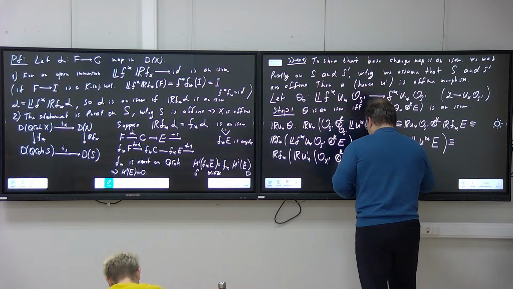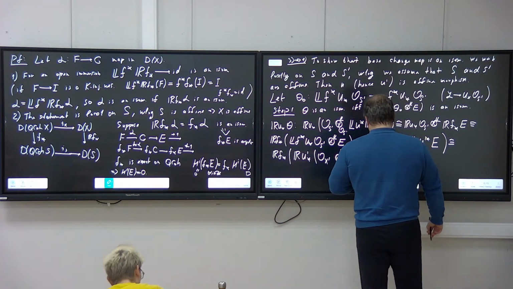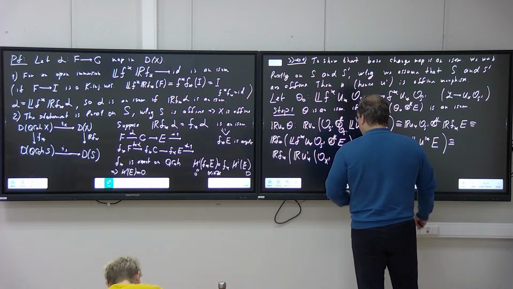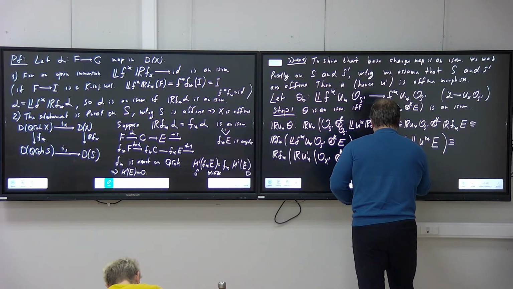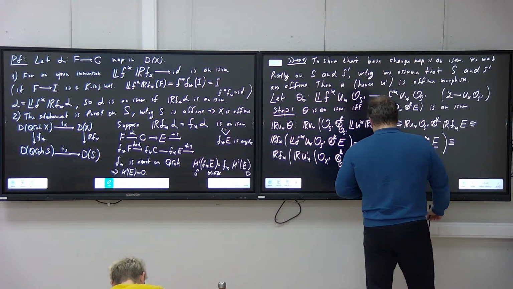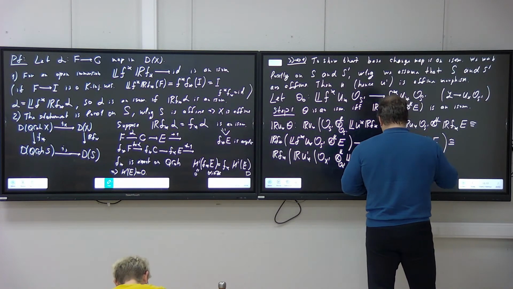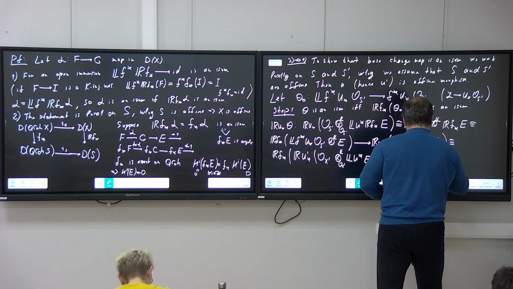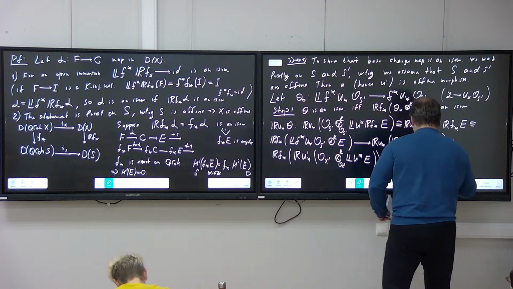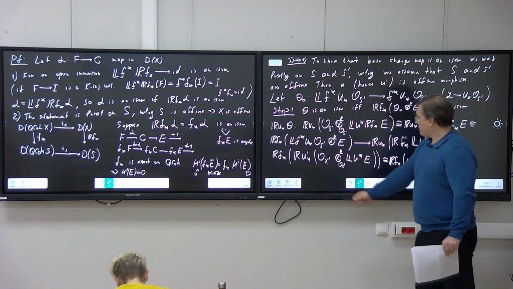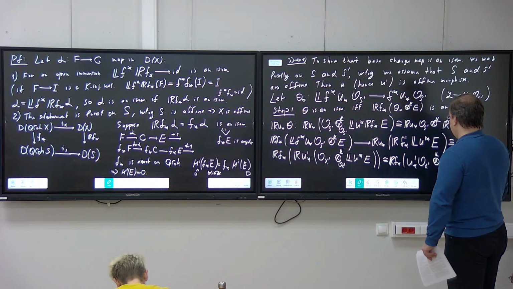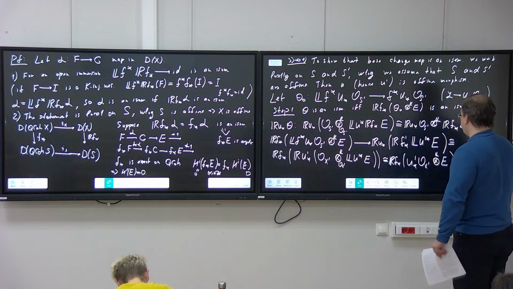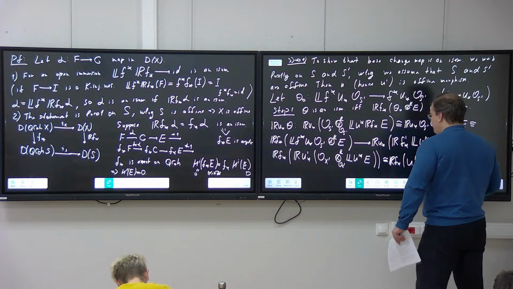Now I want to use the projection formula inside. So this will be R F lower star of U prime lower star applied to the O X prime tensor product with the E. That's the projection formula here. And again, since U prime is a base change of U, and U was affine, U prime is affine.